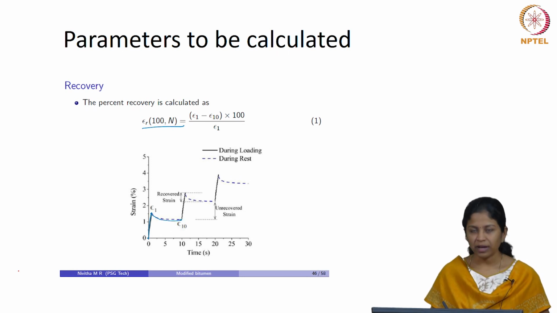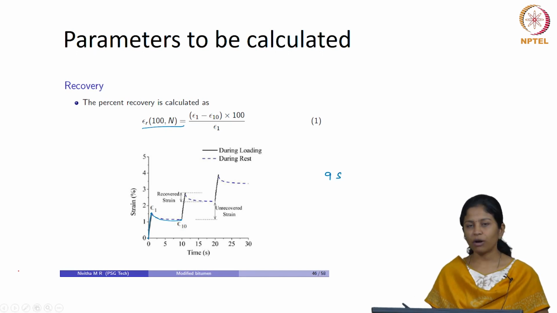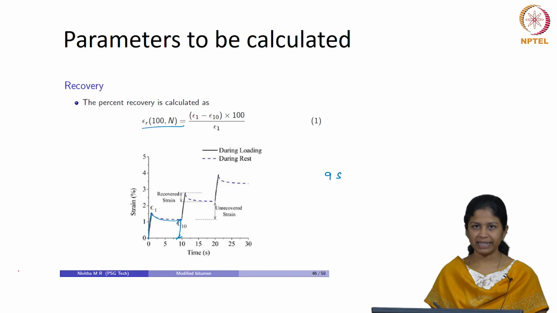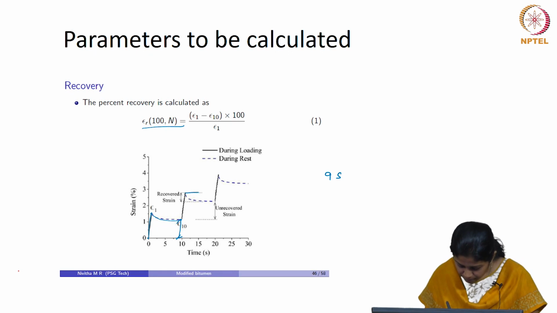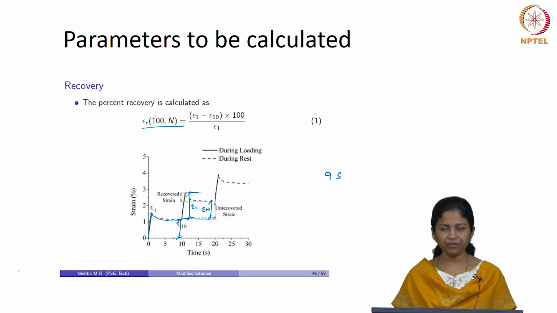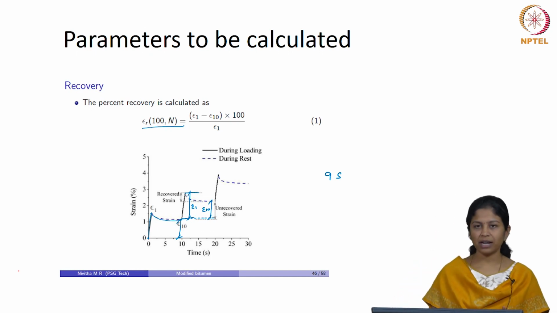strain at the end of recovery. So, we allow the material to recover for 9 seconds. So, at the end of 9 second recovery, the strain which is accumulated in the material, right. So, this is epsilon 10. So, for the next cycle, this will be my epsilon 0, and so I have to take this as the baseline, and the strain at the end of the next loading will be epsilon 1 and the end of recovery will be epsilon 10. So, this is how we have to calculate these parameters when we are using the code. So, we have to be clear about these things.